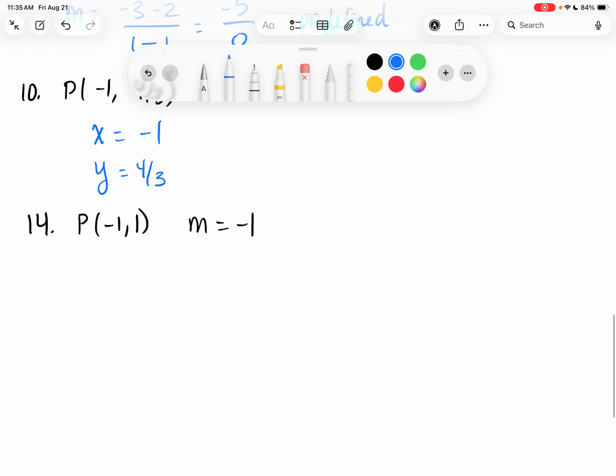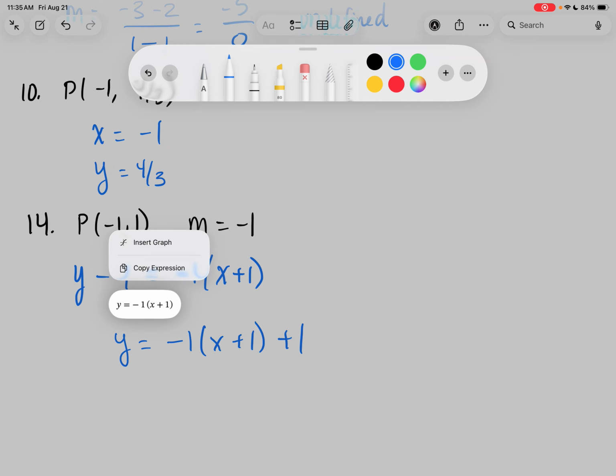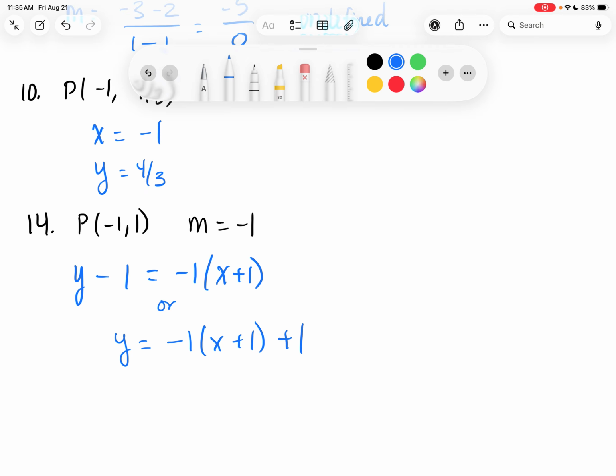So we've got y minus y1. So y minus 1 is equal to m, negative 1, times x minus negative 1. So that would be plus 1. Leave it there if you want to. The book's going to add the 1 over here. No, because it says to leave it in point slope. Oh, okay. So the book's going to leave it like this. I would just leave it here. I mean, it doesn't matter. It's up to you which way you want to do it.